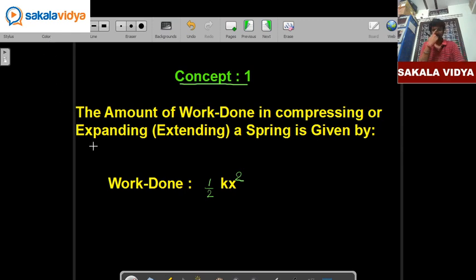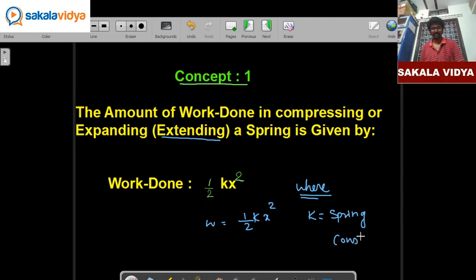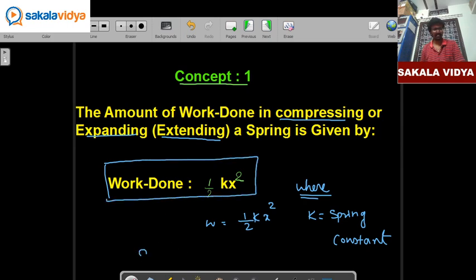The amount of work done in compressing or expanding, which means extending a spring, is given by work done is equal to half k x square, where k is nothing but spring constant. So what is the formula to find work done in compressing or expanding a spring? Work done is nothing but half k x square, where x is the displacement made by the body or spring.